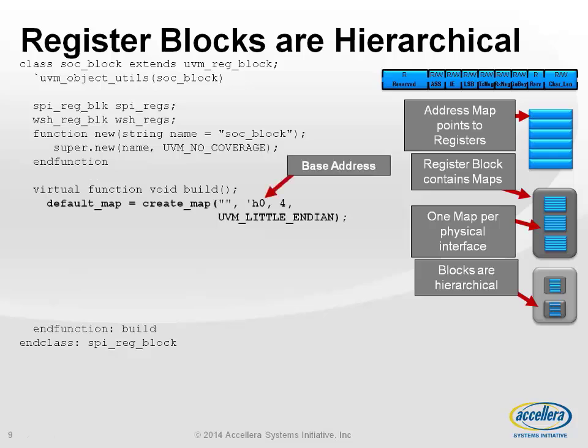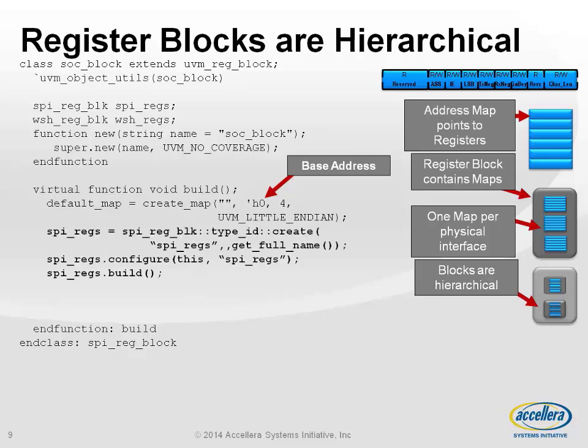So we're going to create a map starting at base address 0. It's little endian. And then we specify the SPI register. So this is the SPI reg block here. We're going to create it, configure it, and build it. So for every block in our hierarchical block, we call configure and build the same way that in any block we call configure and build for the registers. So it's just all hierarchical, so we're doing the same kinds of things.